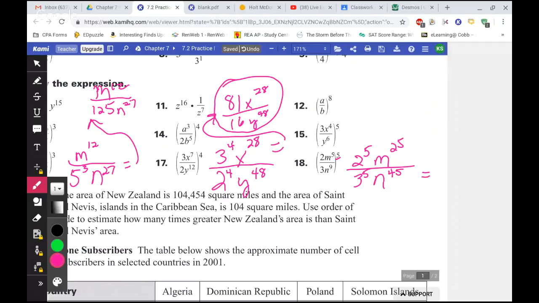So my final answer for number 18: 2 to the 5th is 32, m to the 25th, can't simplify that any, and 3 to the 5th is 243, n to the 45th.